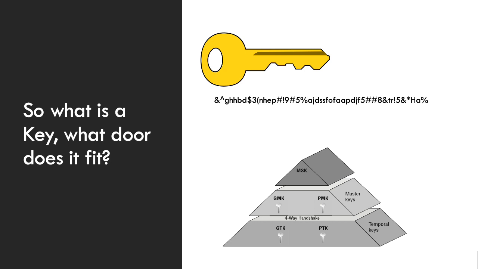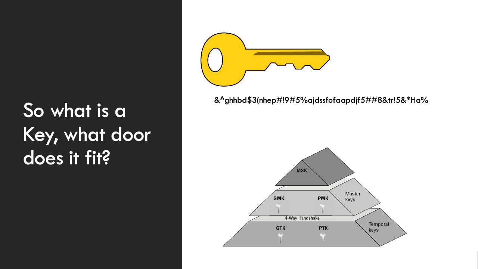So what are the keys? You will see the MSK, or the master session key. This is also known as the AAA key, depending on what part of the 802.11i standard you read. Following on from there, we have the group master key and the pairwise master key. And then through the four-way handshake that we'll have a look at next, we use these to create a group transient key and a pairwise transient key. You'll see how all these fit in the next slide.